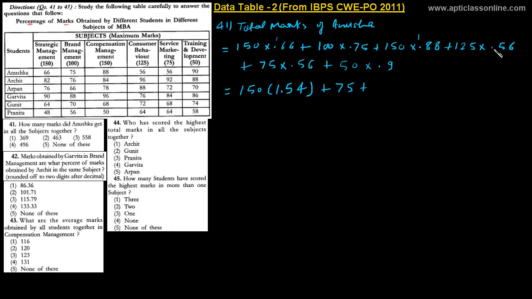Again 0.56 here and 0.56 here, we can take common to both of them. That will be 0.56, and in the bracket 125 plus 75, that is 200. That becomes easy. Then 50 into 0.9, we can do it directly, 45. Okay, so 150 into 1.54, 15 into 4 is 60, 0, 6, 15 into 5 is 75, 75 plus 6, that is 81.